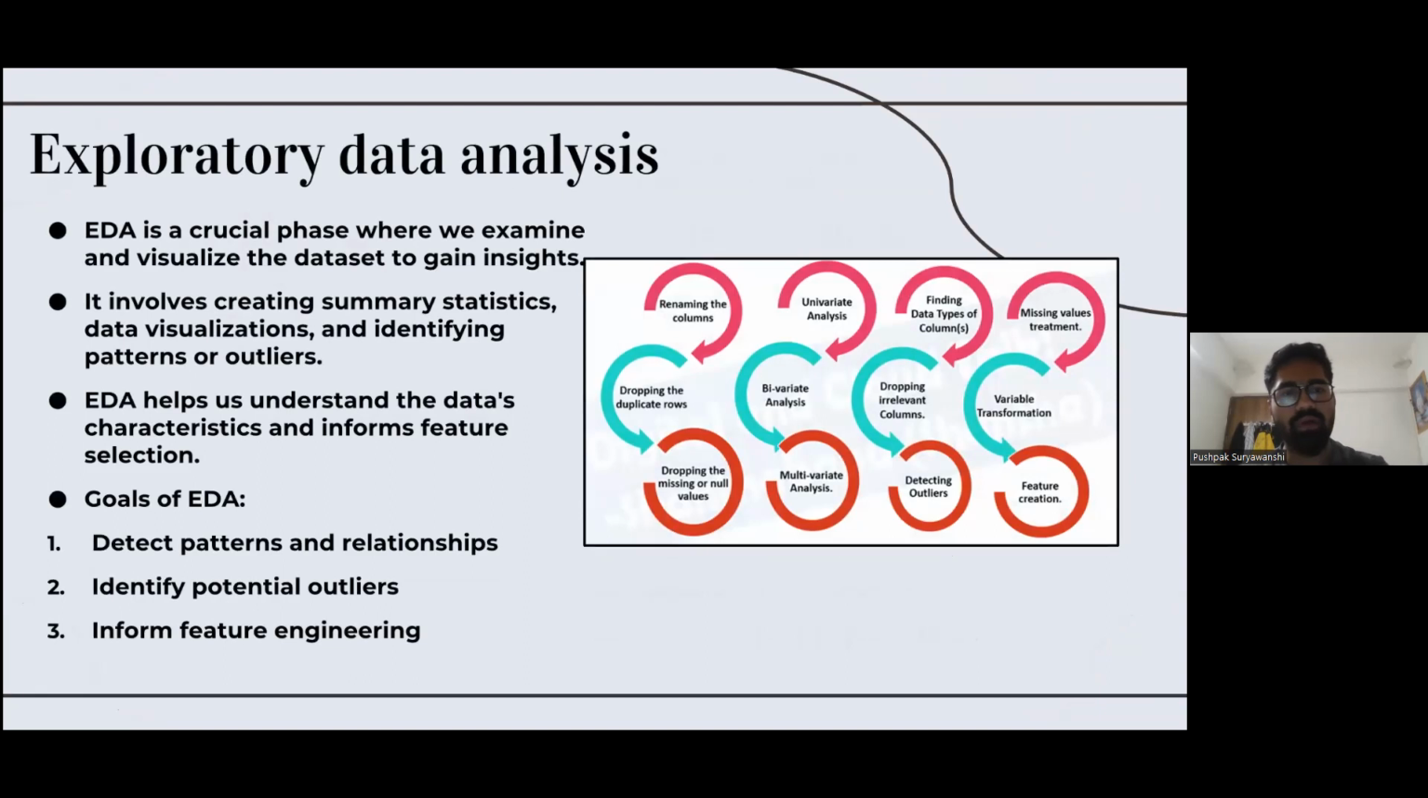So the next step is EDA, exploratory data analysis. It's a very crucial phase in data analytics, and it involves creating summary statistics, data visualizations, and identifying patterns in the data, which helps us understand the data set more, and we can also extract valuable things from it. It involves three phases: univariate analysis, bivariate analysis, and multivariate analysis. Univariate analysis consists of taking each feature independently and performing analysis on it. Bivariate analysis consists of taking two columns at a time and comparing them and extracting the most valuable features from it. And multivariate analysis consists of taking two or more features and finding the correlation between them.